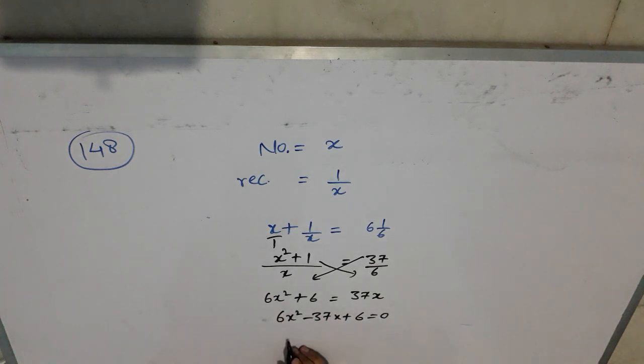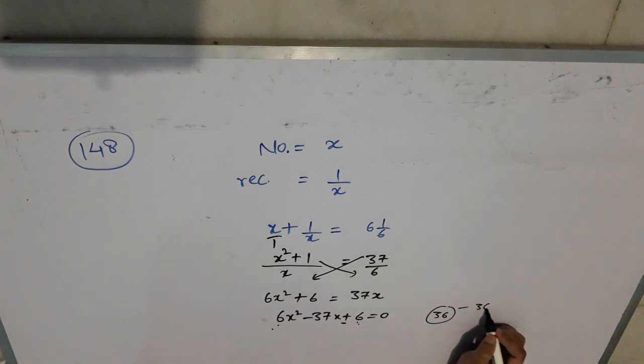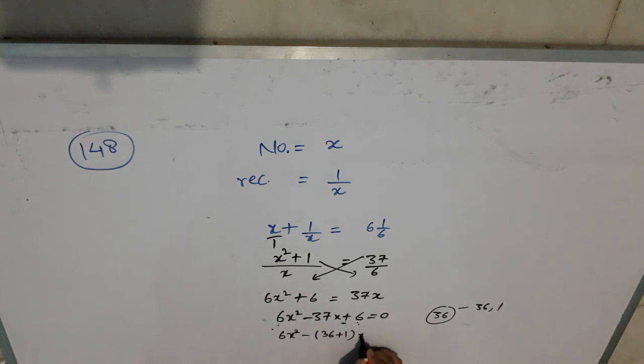Now you have to take the factors of 36. 6 into 6 is 36. You have to take the factors of 36 whose sum is 37, means 36 and 1. So we can write here 6x square minus 36x plus 1x plus 6 equal to 0. Just factorize it. Take 6x common from the first two terms, which gives 6x times x minus 6.